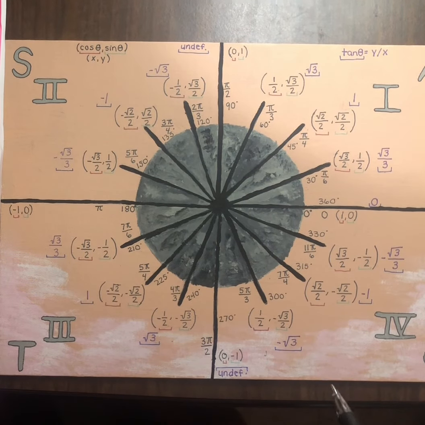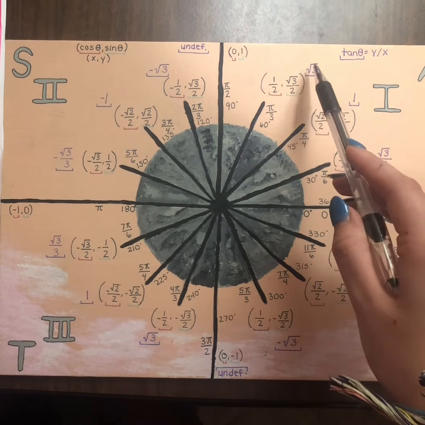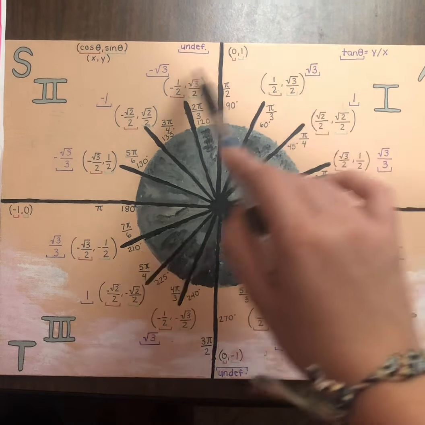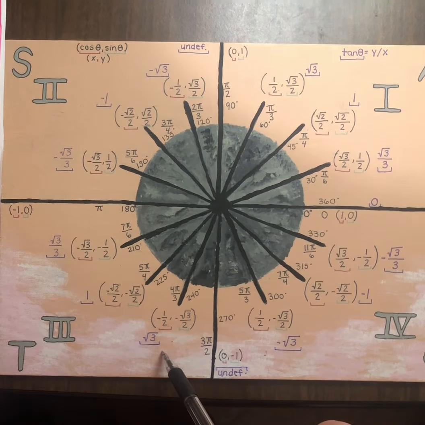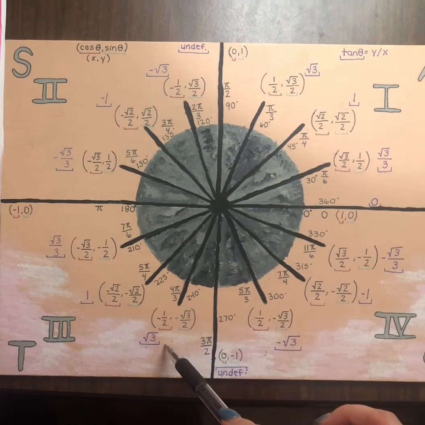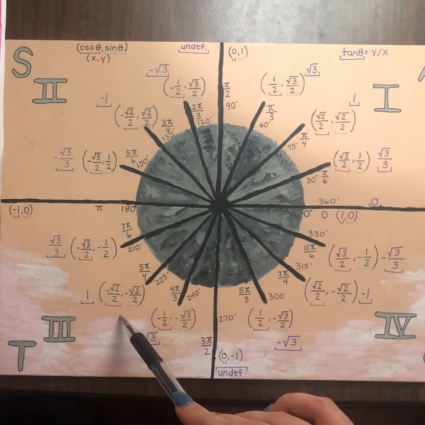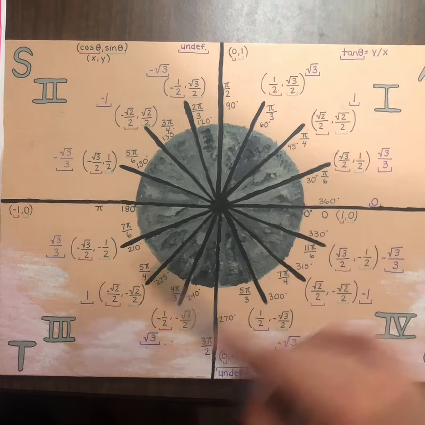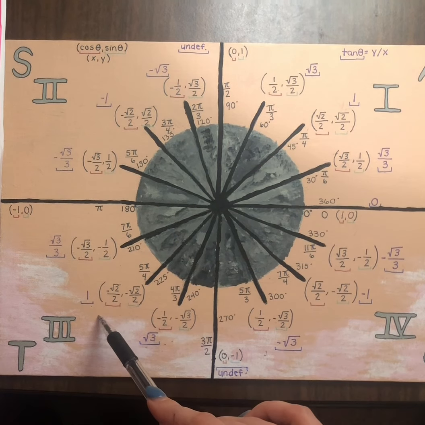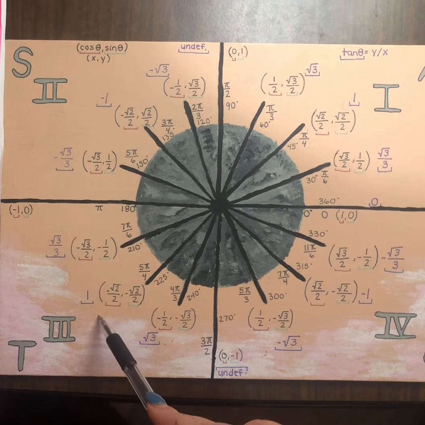For the second one, every 180 degrees, the tangents are the same. So if I start here and I go 180 degrees, that gives me the square root of 3, which is the same. If I start here and I go 180 degrees, that gives me 1. So the tangents are the same every 180 degrees.